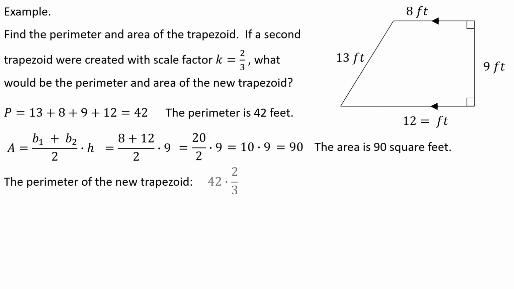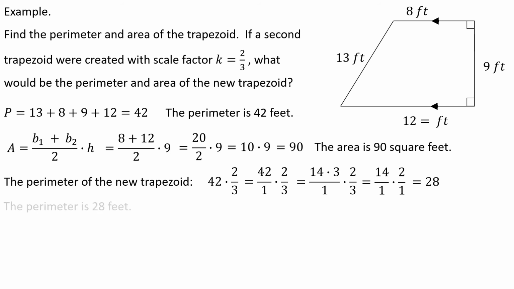Well, the perimeter of the new trapezoid, I take the previous perimeter, multiply it by 2/3. And again, I can turn 42 into a fraction. 42 is secretly 14 times 3. Cancel out those 3's. I get 28. So the perimeter of the new trapezoid would be 28 feet.